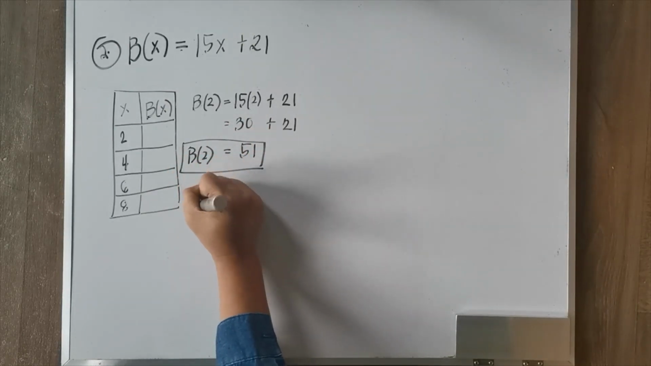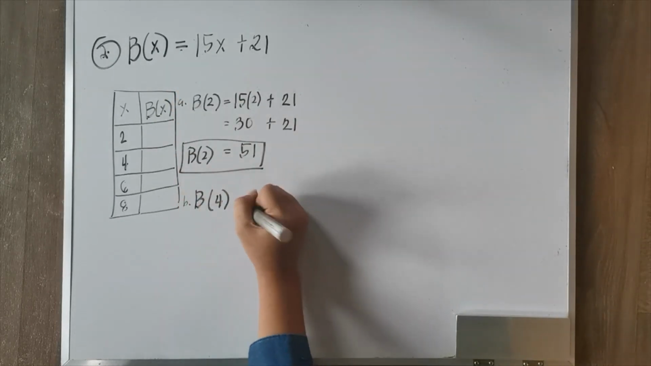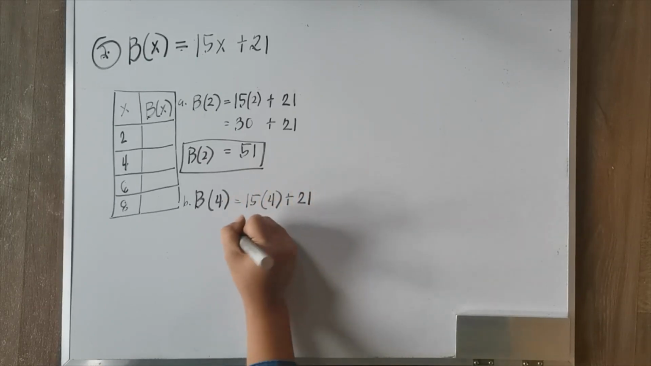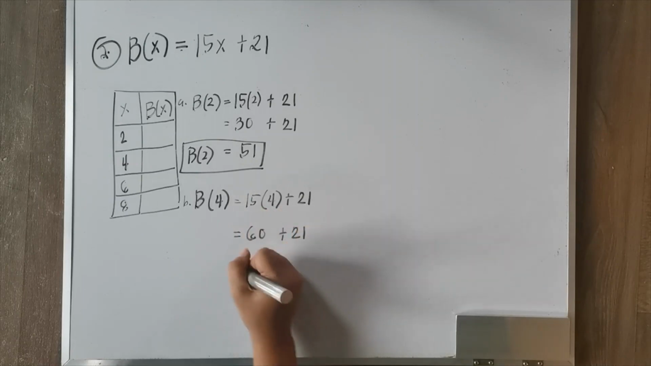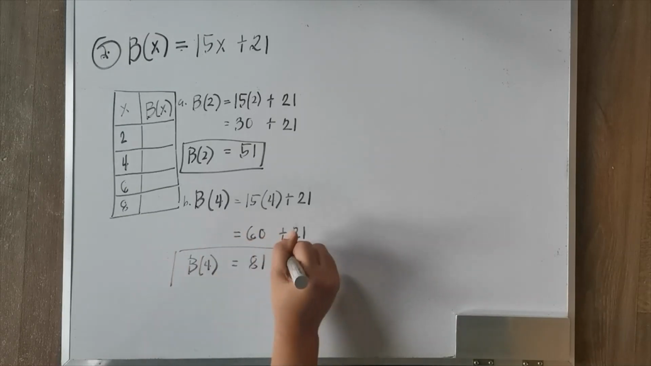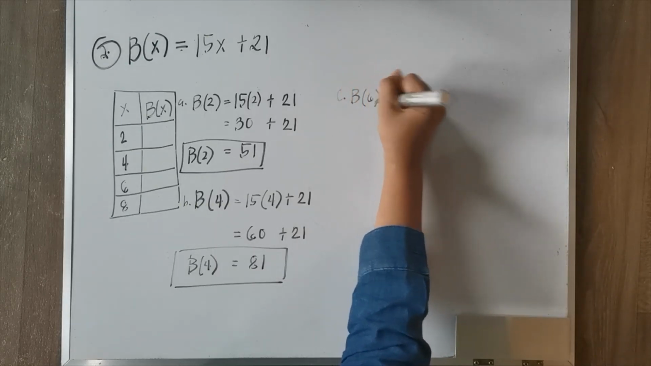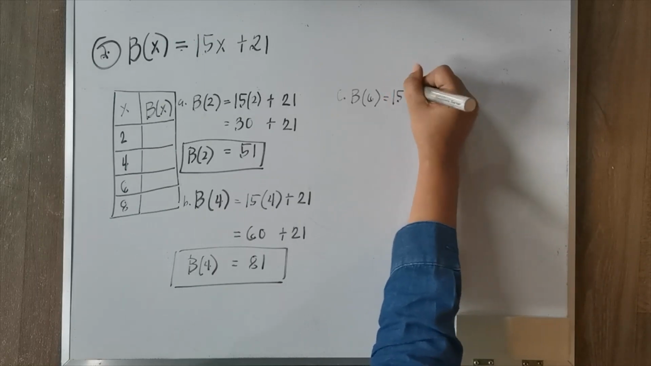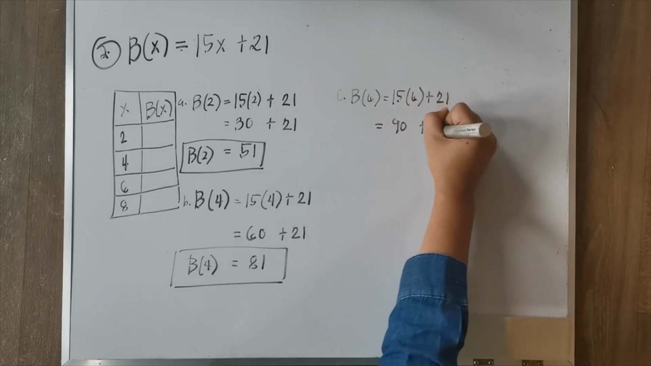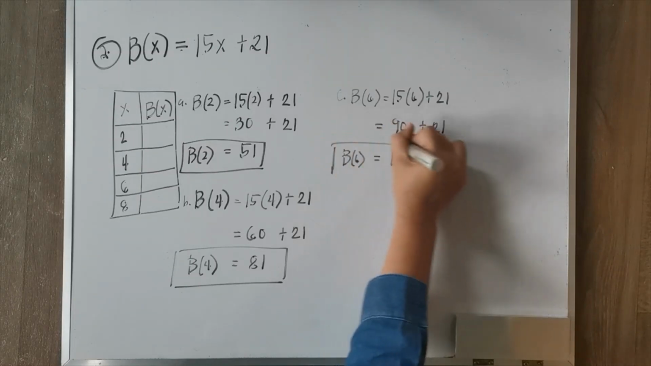Okay, next would be b of 4. Okay, so this is our first solution. Second solution, b of 4, so it is like 15 times 4 plus 21. 15 times 4 is 60. Plus 21, you will get a total of 81. So b of 4 is 81. Third solution, we have b of 6. So b of 6 is like 15 times 6 plus 21. So 15 times 6 is 90 plus 21. That will give us 111. So our b of 6 is 111.